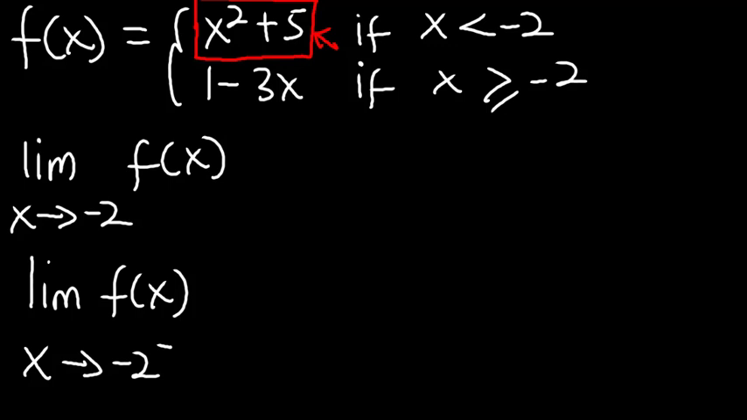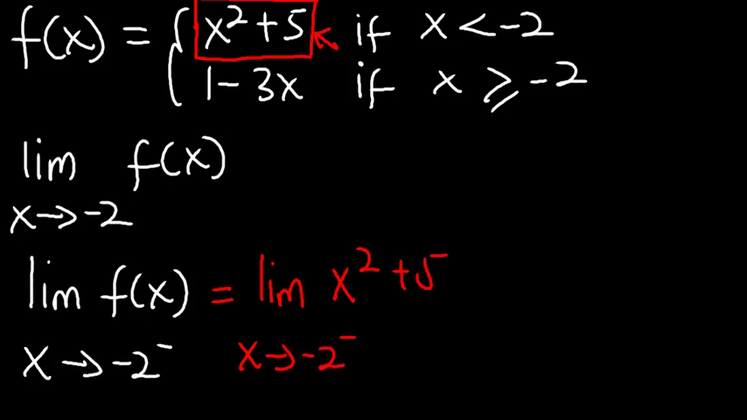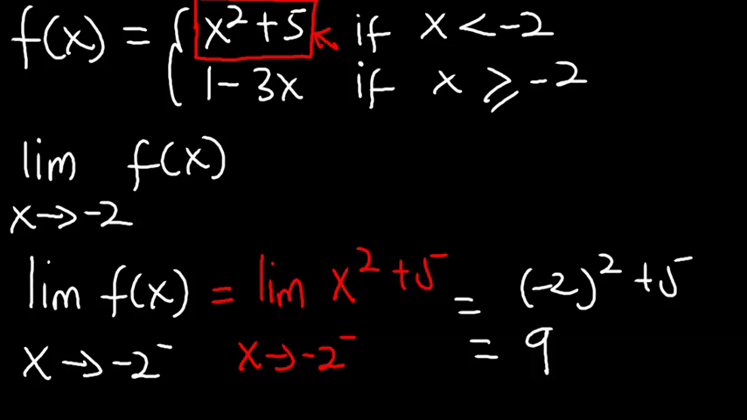Okay, so to find the left side limit, you are going to use the function x squared plus 5. So you are going to have this equal to the limit of x squared plus 5 as x approaches minus 2 from the left side. Okay, and then to compute this limit, you are going to have minus 2 squared plus 5, and this will give us an answer of 9. So that will be the left side limit.